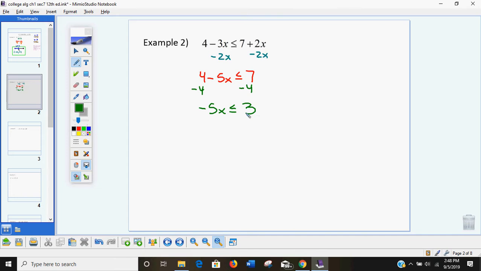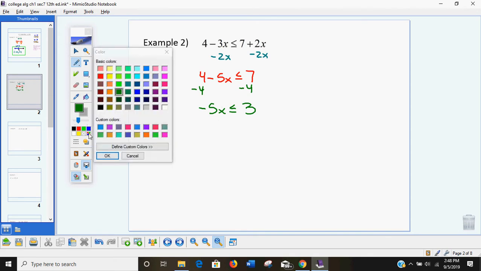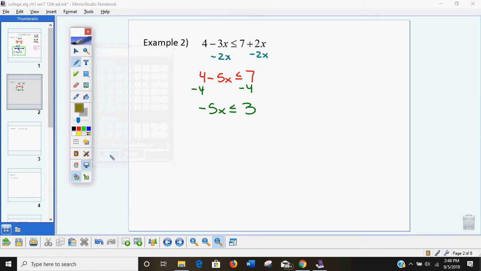Now my last step is to get rid of the negative 5. They multiplied, so I'm going to have to divide by the negative 5. So when I divide by a negative number, don't forget to flip the sign. So I'm going to get x is greater than or equal to negative 3/5.